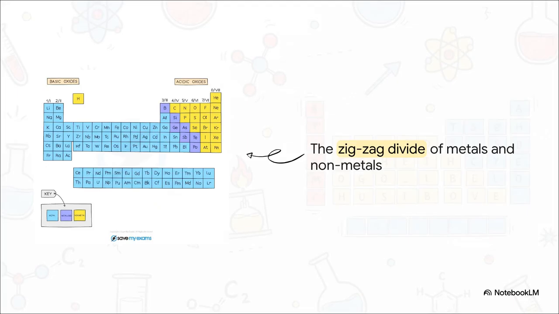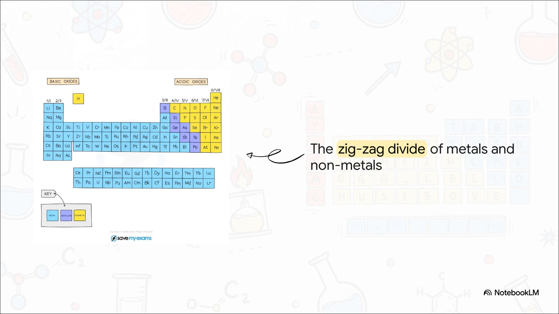There is a literal line drawn in the sand here, or, well, a zigzag line drawn across the table. The metallic character of elements steadily decreases as you move from left to right. All those elements packed on the left, those are your metals. They readily lose electrons. Way over on the right side are the nonmetals, which prefer to accept electrons.